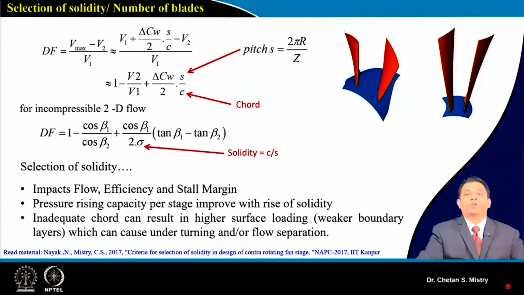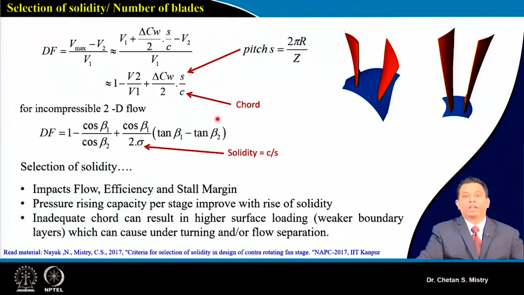The first, very important parameter has been defined by Lieblein, and we have discussed it in our module. It is called the diffusion factor. We have realized that the diffusion factor is a function of my delta beta, that means my blade entry angle and my blade outlet angle. At the same time we have discussed the parameter called solidity, and solidity we have introduced as the chord to pitch ratio. So the selection of this solidity is very important.